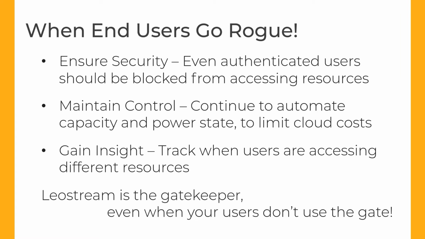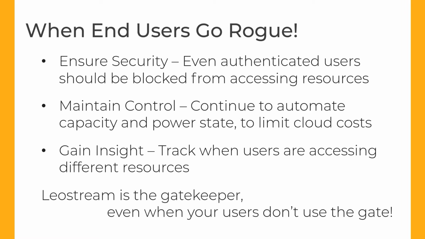So, first, obviously, when users go rogue, that's a concern for security. You always want to know, and you build your access control rules in Leostream very tightly so that you control who has access to what. Well, if users are going around those access control rules, obviously you're losing a little bit of control and you're losing some of the security in your environment.